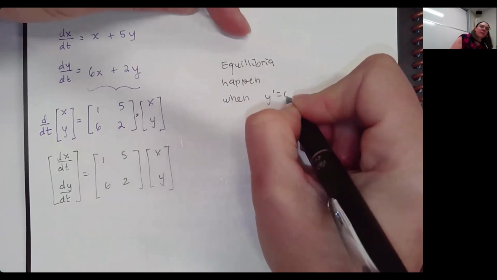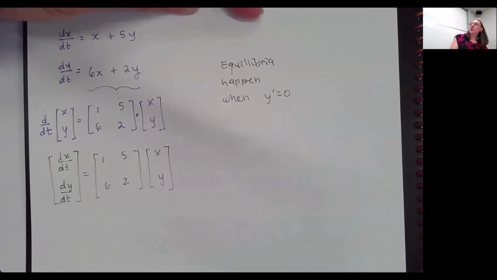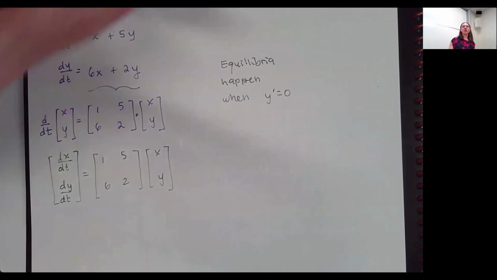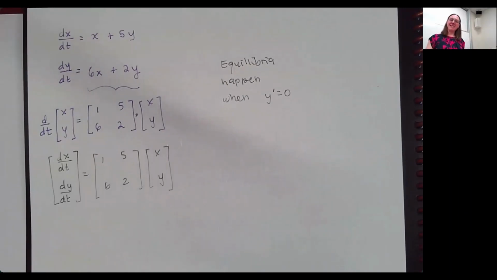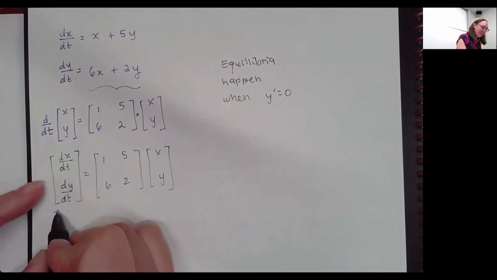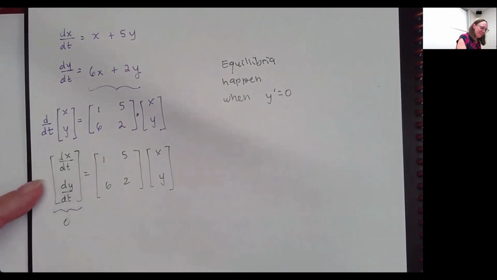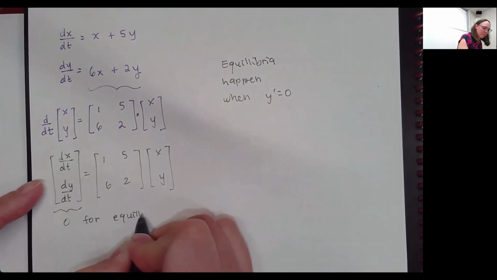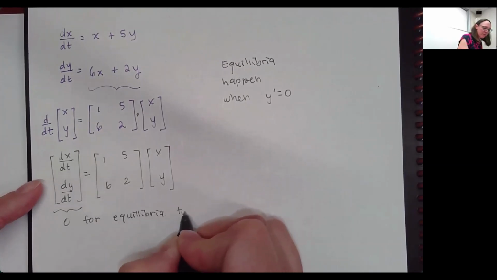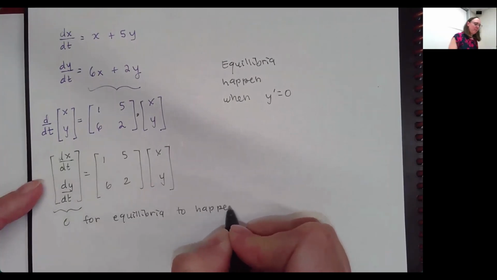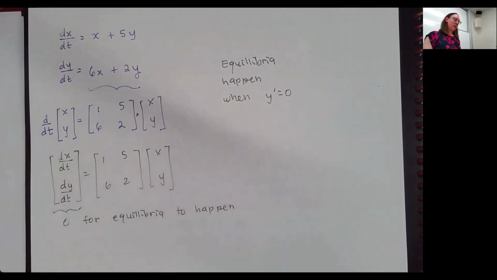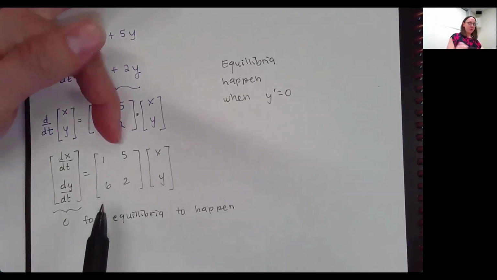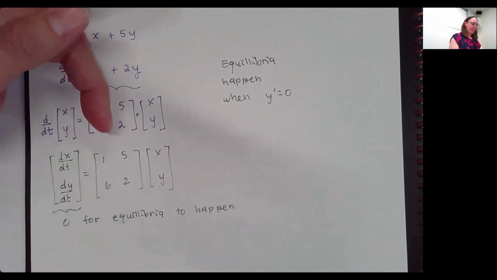Okay, so equilibria happen before, when we had y prime equal to 0, right? So our differential equation version of that, if I have a system of differential equations, means I need this part to be equal to 0 for equilibria to happen. I'm giving you the fast forward version of yesterday.